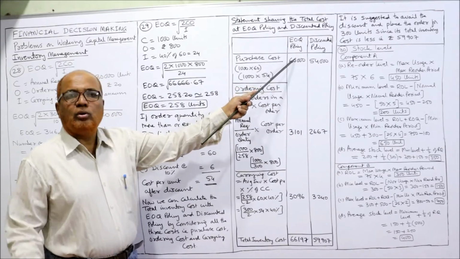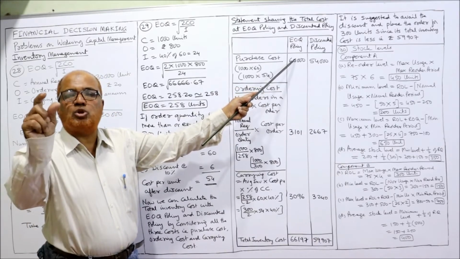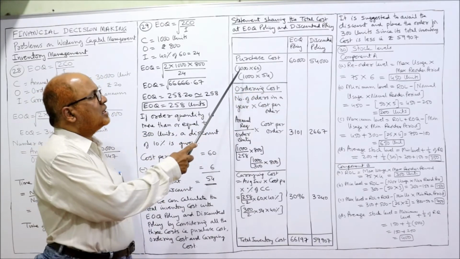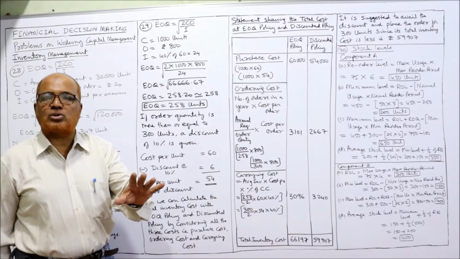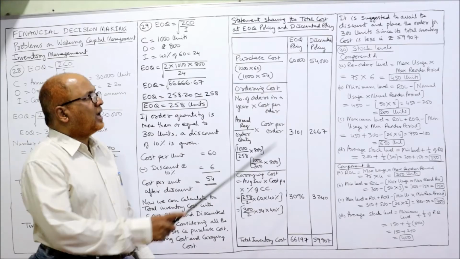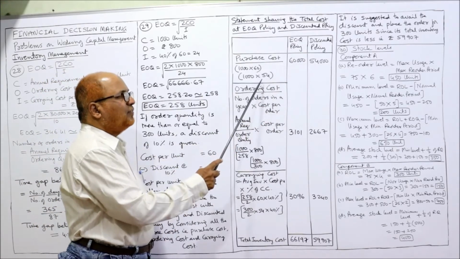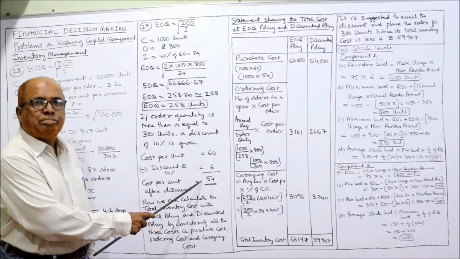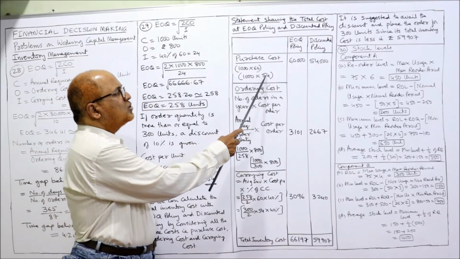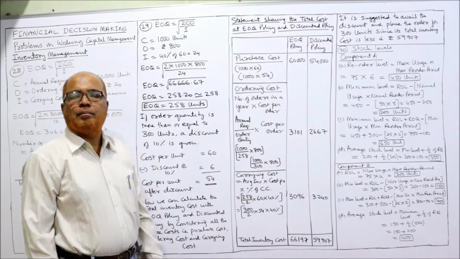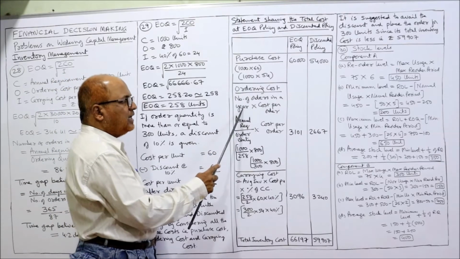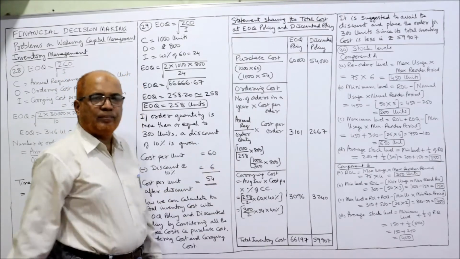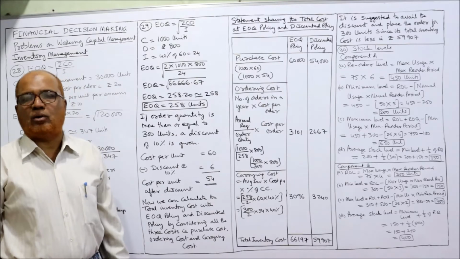In EOQ, no discount is given, 60 rupees per unit. So 1000 units into 60 rupees, 60,000. Total purchase cost without discount. And with the discounted policy, 54 rupees per unit. So 1000 into 54, 54,000. Purchase cost we got. Now ordering cost. Number of orders in a year into cost per order. That is the formula to get ordering cost.